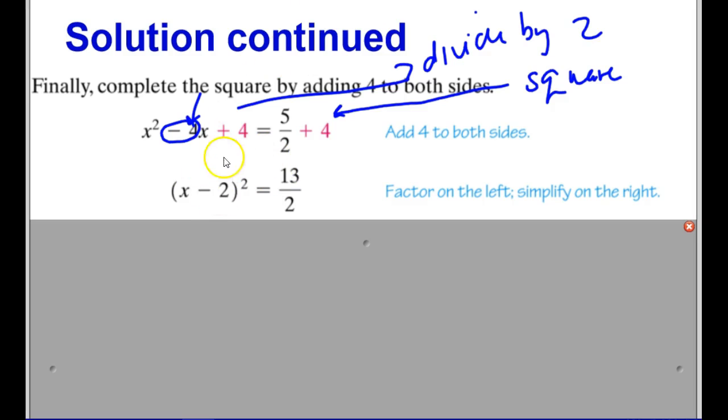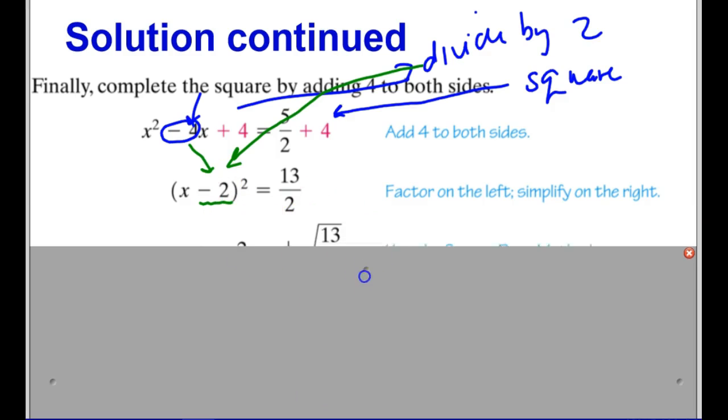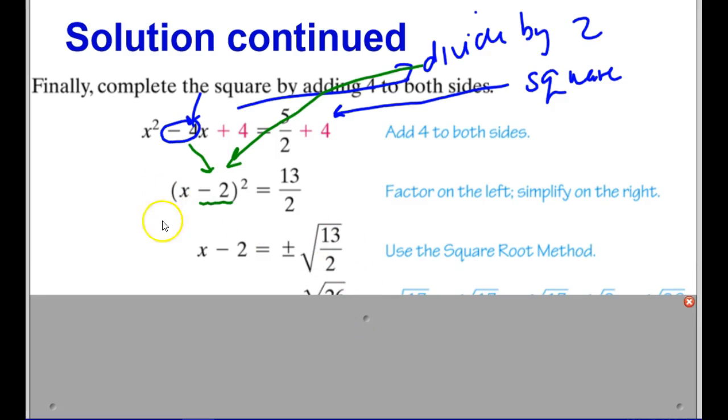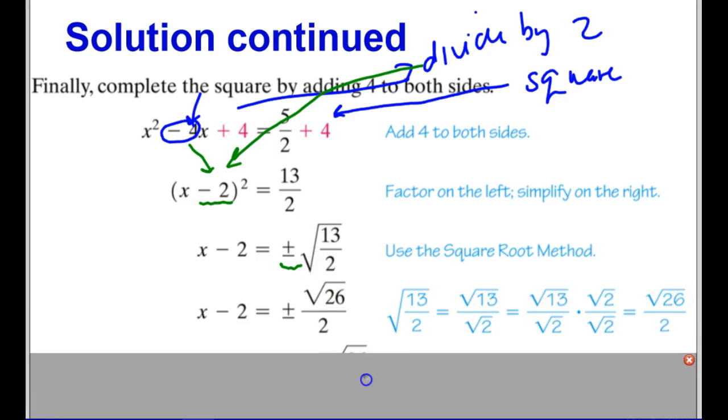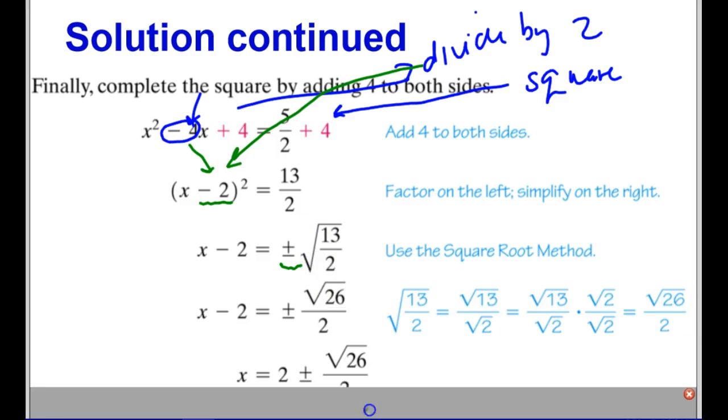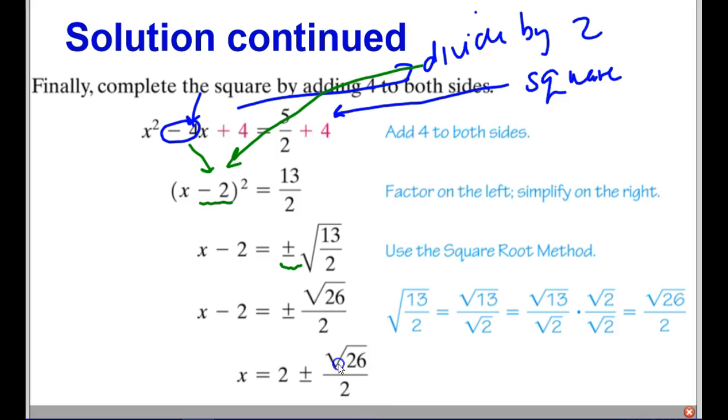So where did I get this negative 2 from? Well, when I do this division, I divide that b term by 2. That's what goes right in here when I factor it out. So now that I've kind of factored and simplified, I can take the square root of both sides, right? Because I just have something squared equals a constant. I take the square root of both sides. Here's that plus and minus when I'm taking the square root. So then I just add 2 to both sides and kind of simplify my fraction as I go.